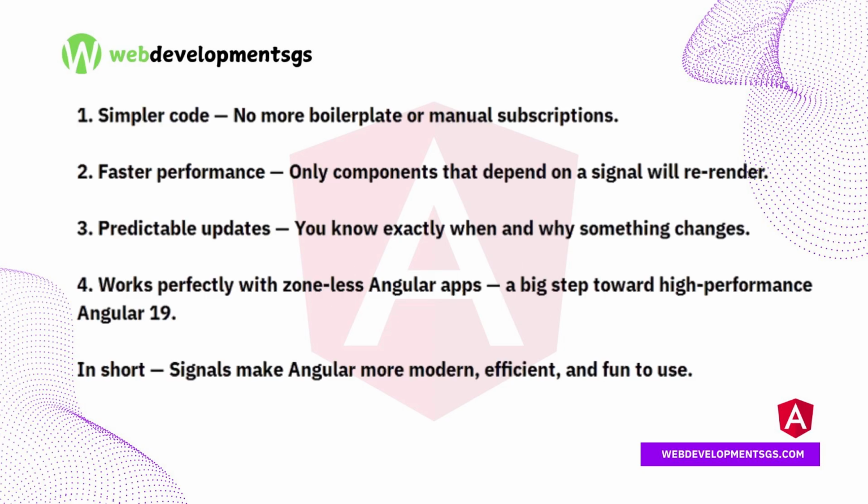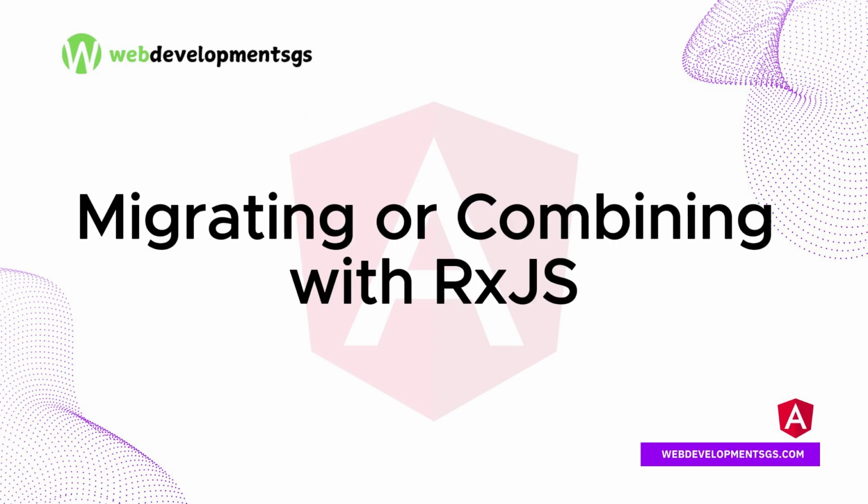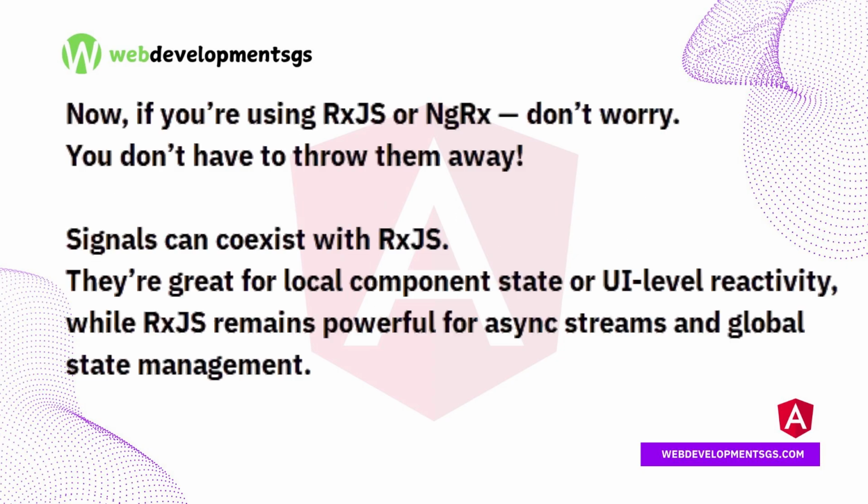Number one, simpler code. No more boilerplate or manual subscriptions. Faster performance. Only components that depend on a signal will re-render. Predictable updates. You know exactly when and why something changes. Works perfectly with zoneless Angular apps. A big step toward high-performance Angular 19. In short, signals make Angular more modern, efficient, and fun to use.